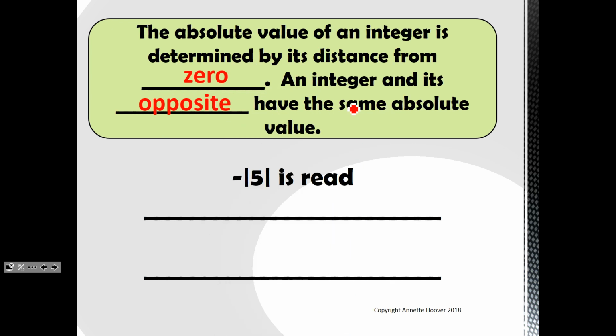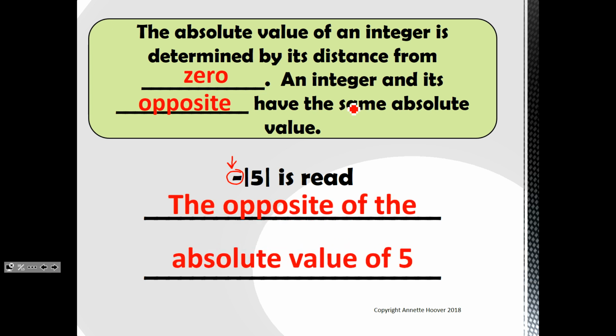In this next scenario, notice that this sign is outside of the absolute value sign. So we read this as the opposite of the absolute value of 5. Absolute value signs work like parentheses. You have to evaluate this first before you take the opposite of it. So what is the absolute value of 5? Well, that is 5. And what is the opposite of that? A negative 5. So the opposite of the absolute value of 5 is a negative 5.